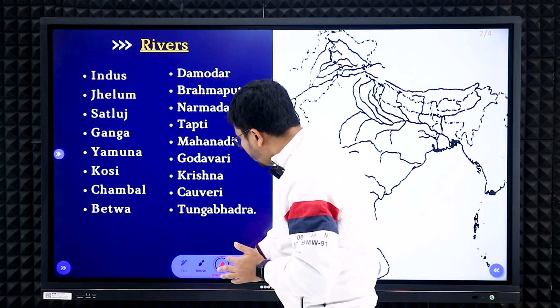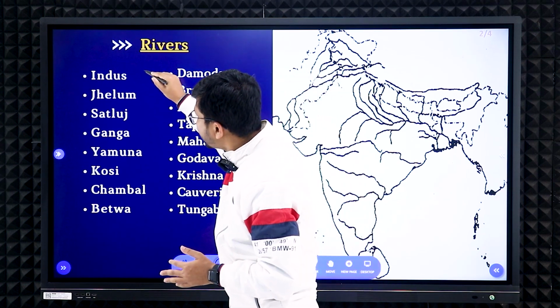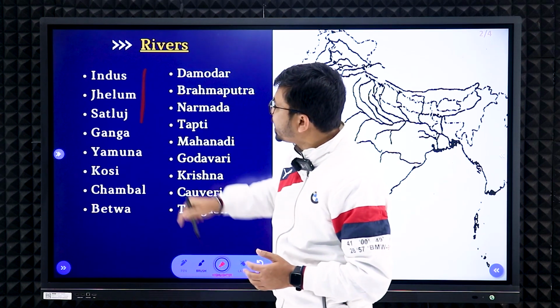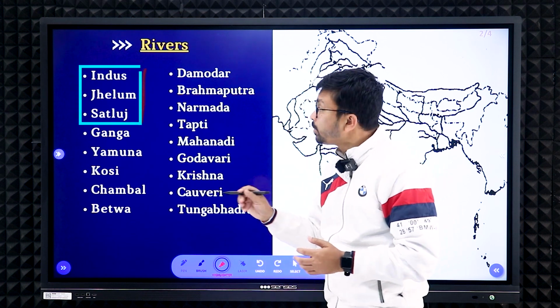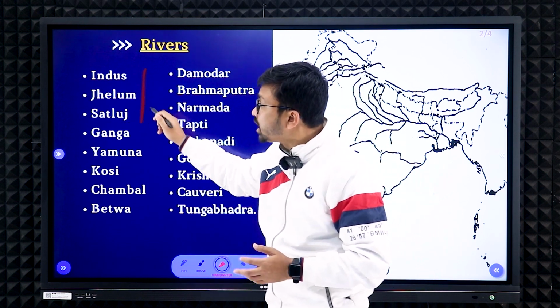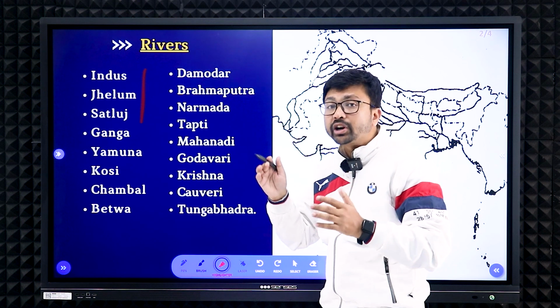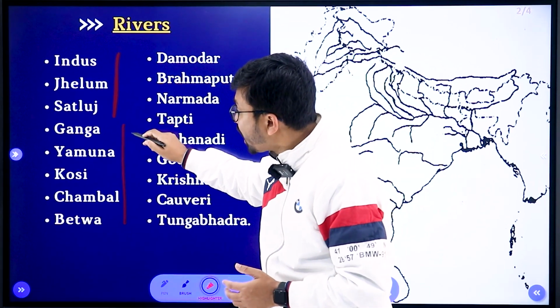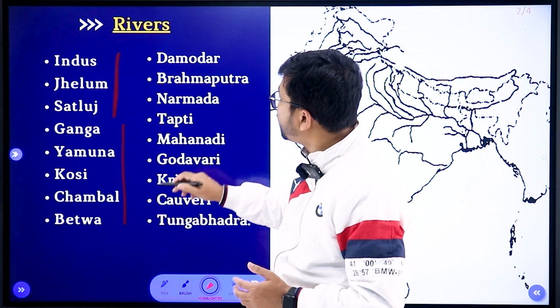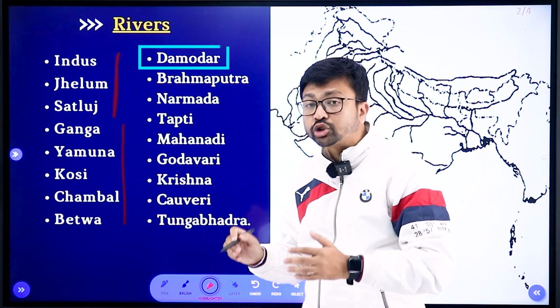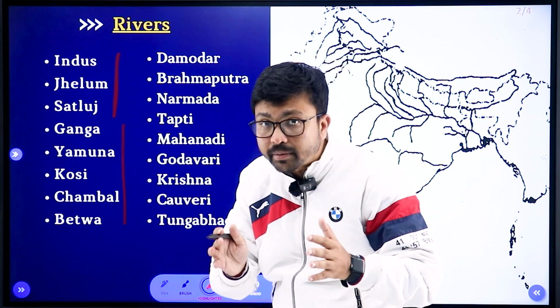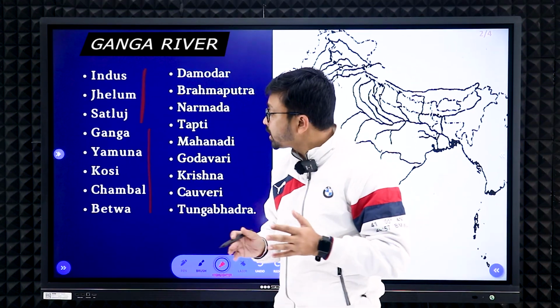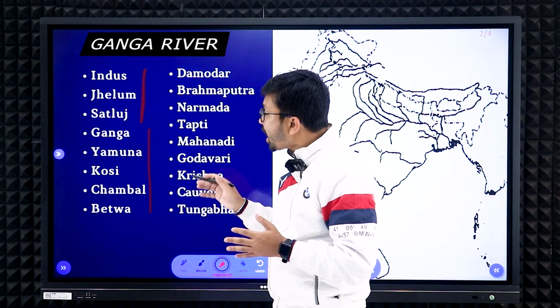First of all, you do one thing: put the first three rivers in one part. That is the Indus, Jhelum and Satluj. Remember, Indus is the main river, and Jhelum and Satluj are the tributaries of the Indus river. Next is the Ganga, Yamuna, Kosi, Chambal, Betwa, and Damodar also. Those belong to the Ganga river family. So you need to remember in that way.